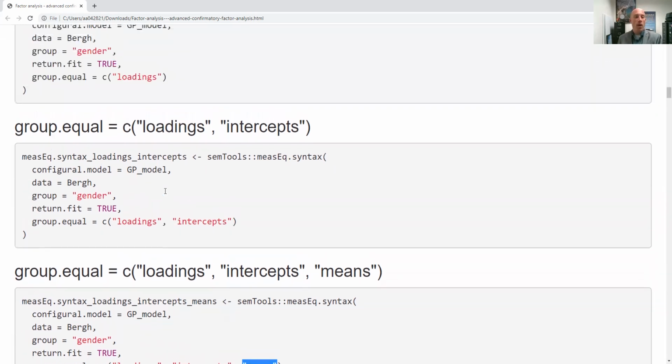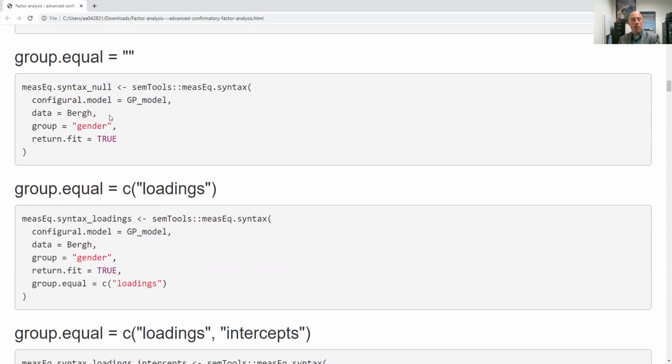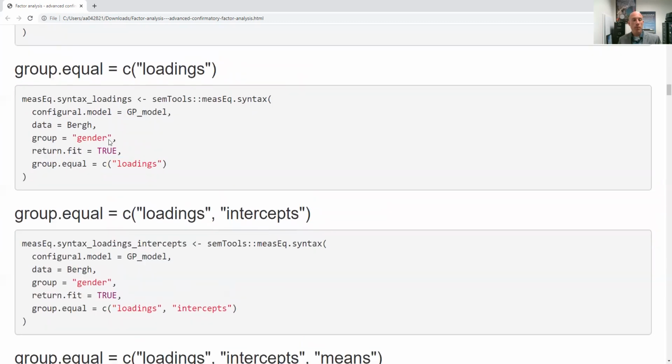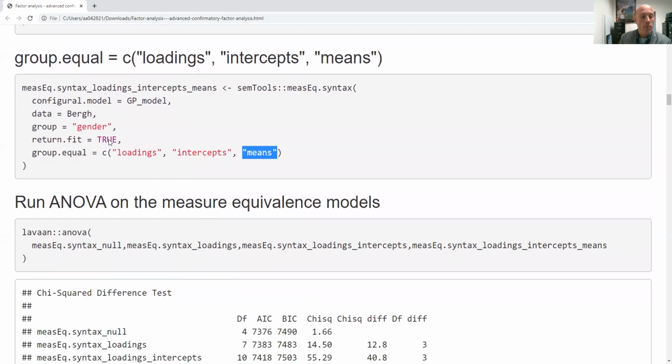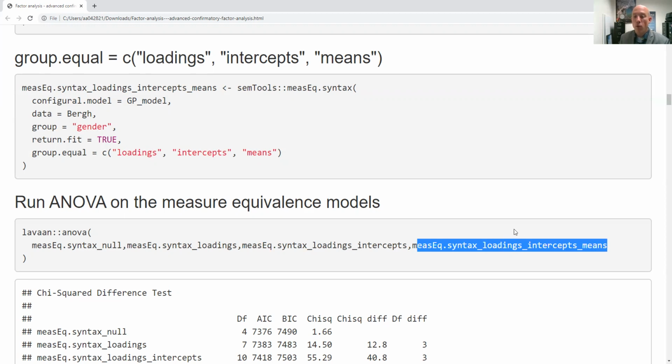All right, so you'll notice that I have a nested aspect to the modeling, which means I can run additional hypothesis tests to compare these models. So let's run ANOVA. I'm going to take all of these models: the one that didn't have any equal groups requirements, then the one where the loadings have to be equal across groups, then loadings and intercepts, and then loadings, intercepts, and means. This one will be the most restrictive of all of them, and this one's the least restrictive.